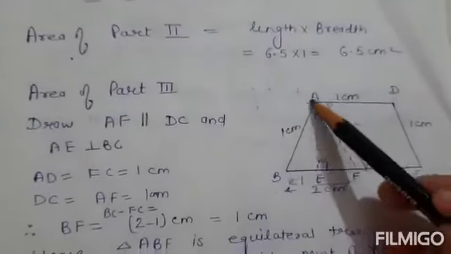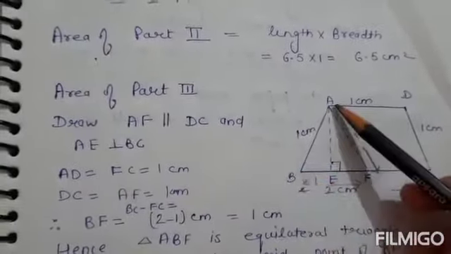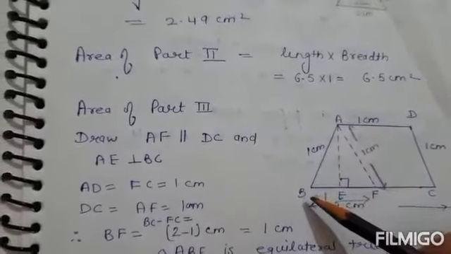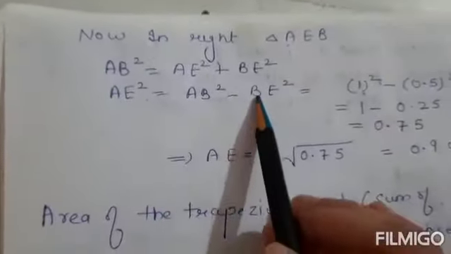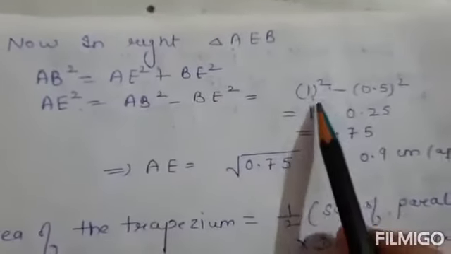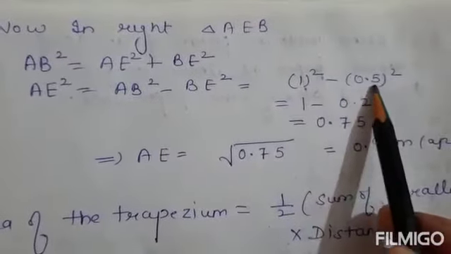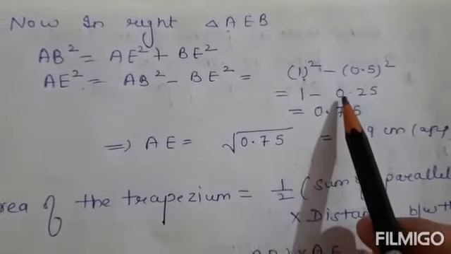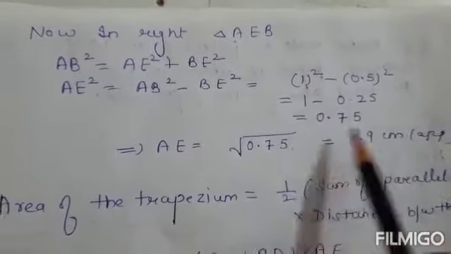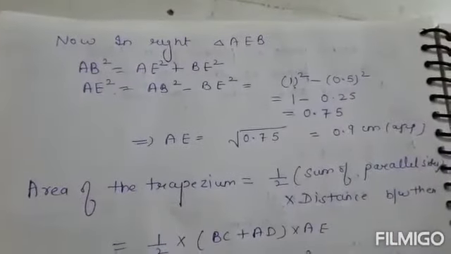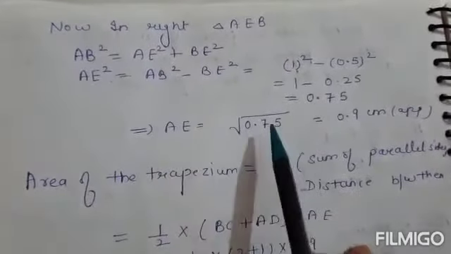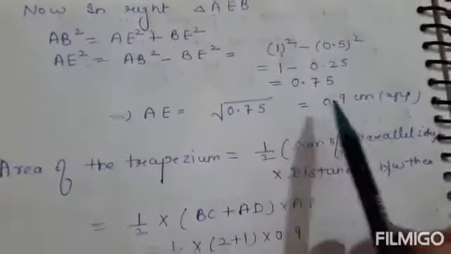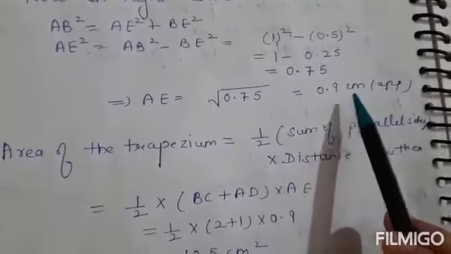By using the Pythagoras theorem, AB square is equal to AE square plus BE square. I'm again repeating, the hypotenuse AB square is equal to AE square plus BE square. So you will have AE square is equal to AB square minus BE square. AB is 1, so its square is also 1. BE is 0.5, so this is 0.5 square. This is 0.25 on simplification. AE square is equal to 0.75 centimeter square. So AE is equal to under the root 0.75, which is approximately equal to 0.9 centimeter.